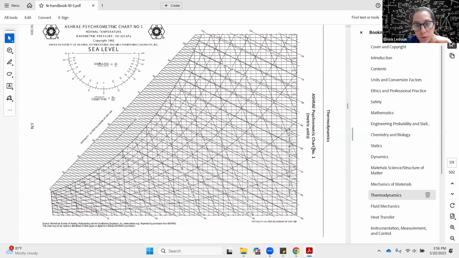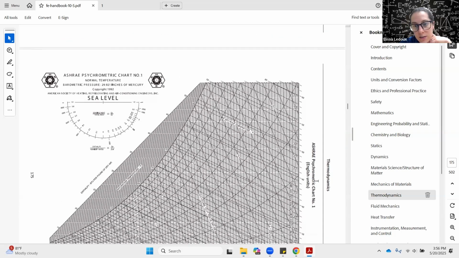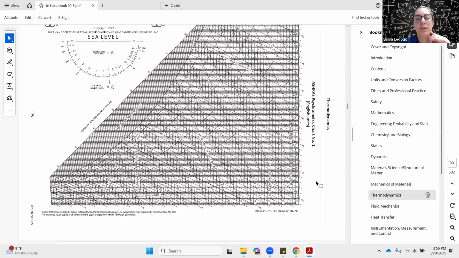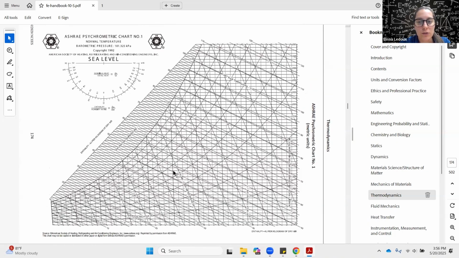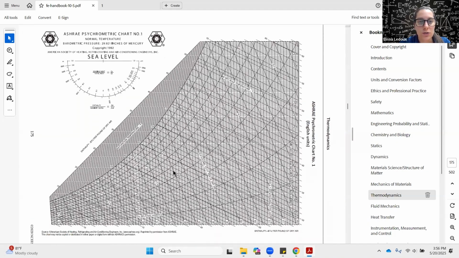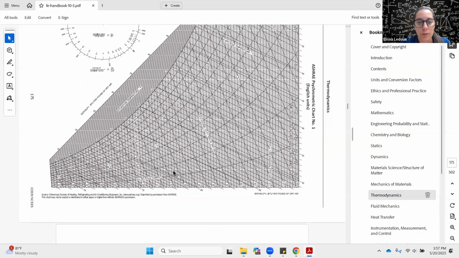ASHRAE psychrometric chart number 1. And this is the ASHRAE. Oh, okay, this is just in English units. So this one is the same thing as the one before it, but this one here is metric units, and this one here is English units. So just use whatever chart is appropriate for the problem that you're working.